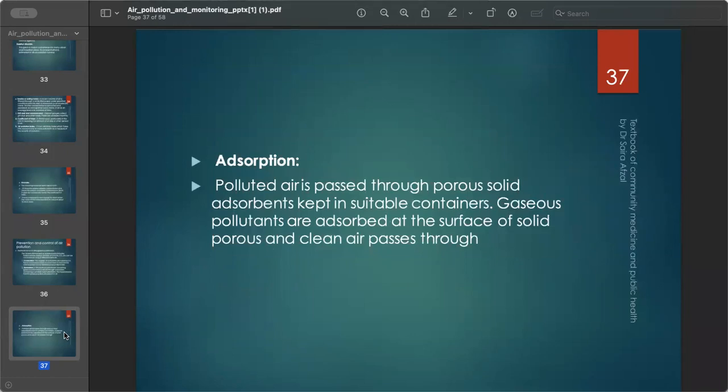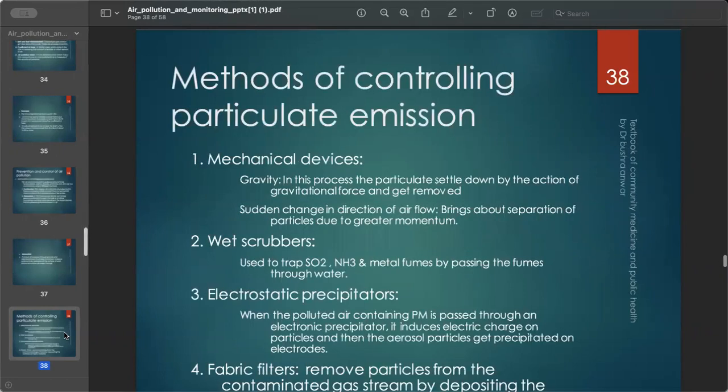Polluted air is passed through porous solid adsorbents kept in suitable containers. Gaseous pollutants are adsorbed at the surface of the solid porous material and clean air passes through.